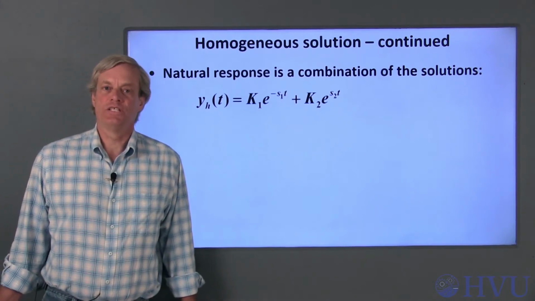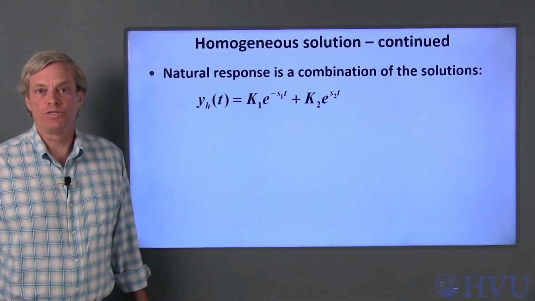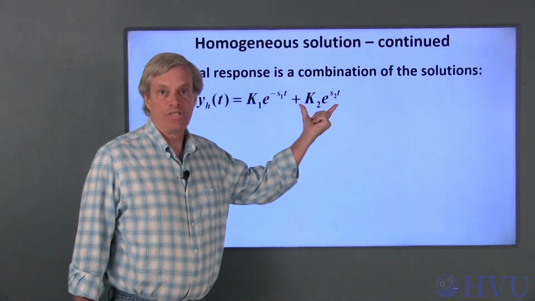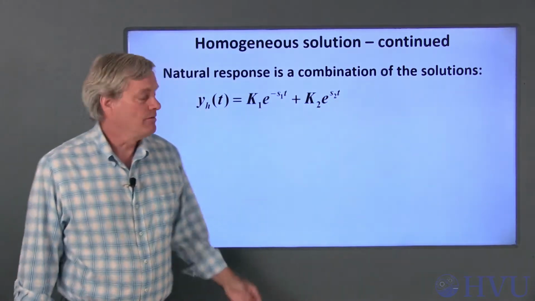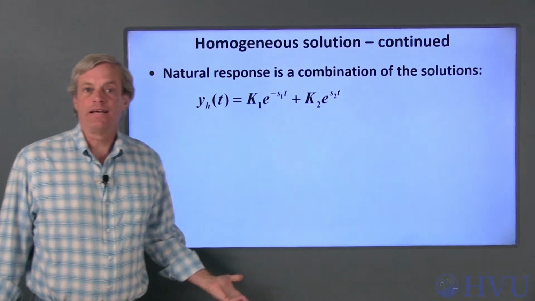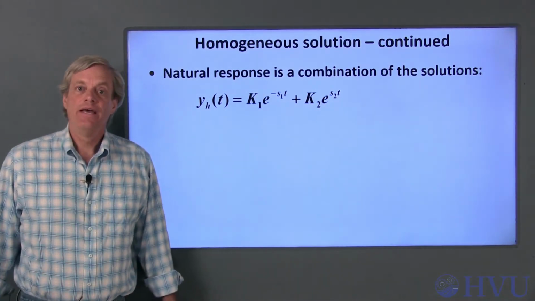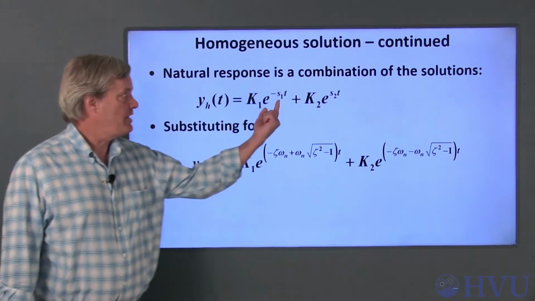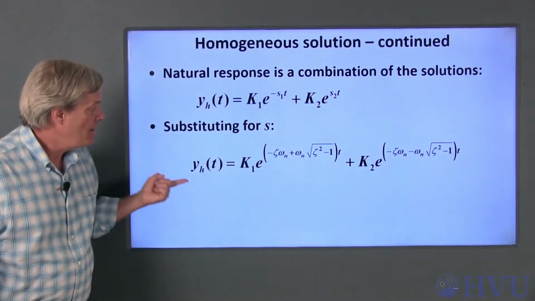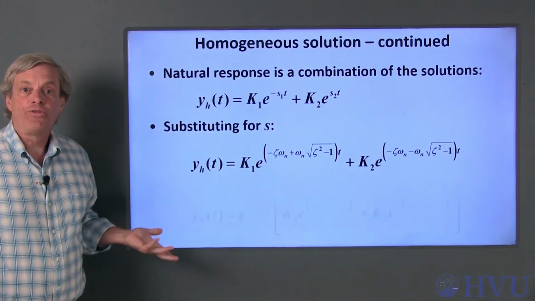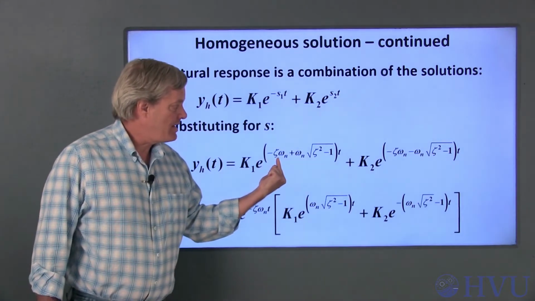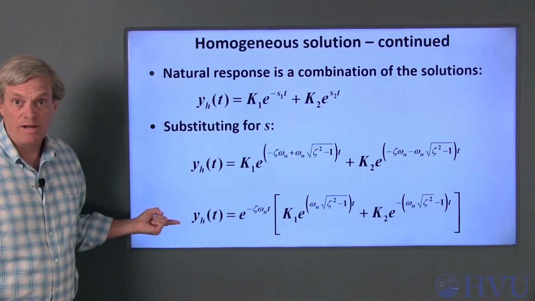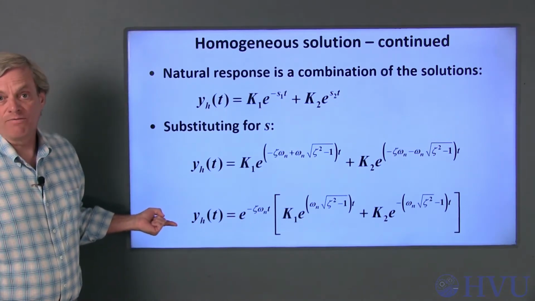Since the differential equation is linear, I can use superposition to determine the solution. That means that the total solution is a linear combination of the 2 solutions obtained from the roots of the characteristic polynomial. K1 and K2 are scaling constants that depend on the initial conditions. If I substitute the roots of the characteristic polynomial that I found on my previous slide for S1 and S2 in this equation, the solution looks like this. Both terms contain an e to the negative zeta omega n times t, so I can take that term out and write the solution in this form.